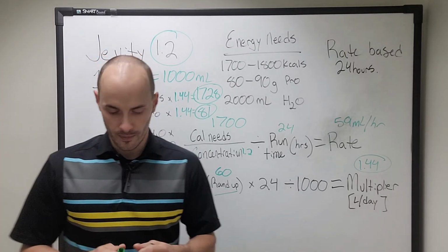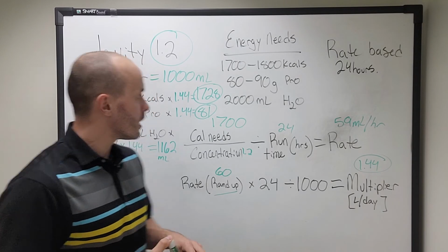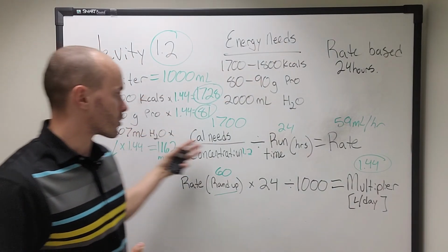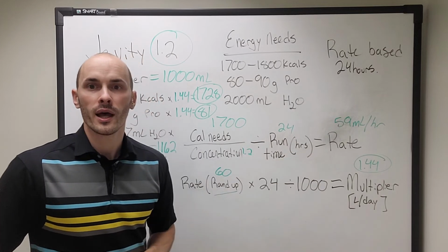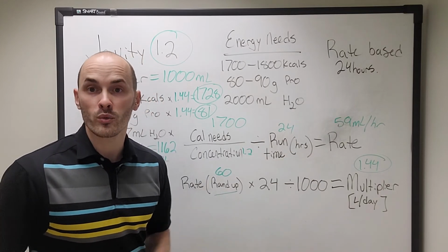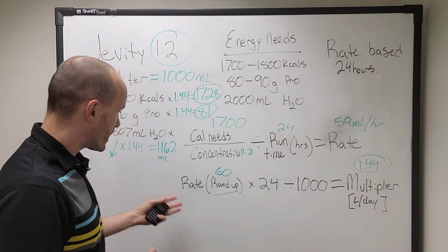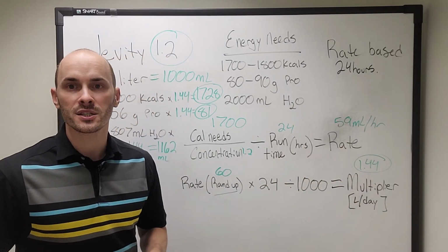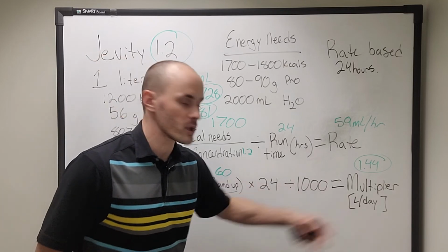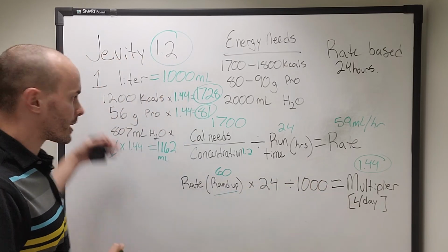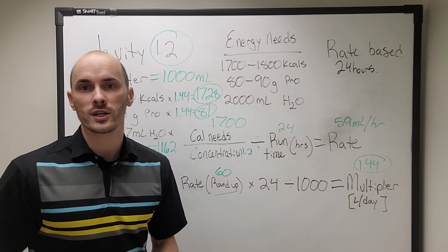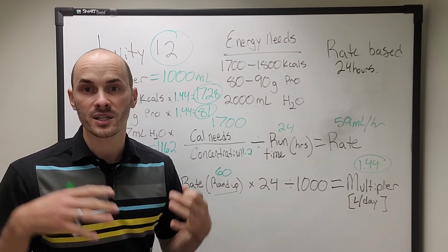So let's recap. We've got our energy needs. We've got our formula. We're going to run it through this equation, and then that's going to tell us what rate we should use. We're going to round up, and then we're going to run that number through the second equation to tell us what the multiplier is. By using that multiplier with our formulary, we know what macronutrients will be provided with this regimen.